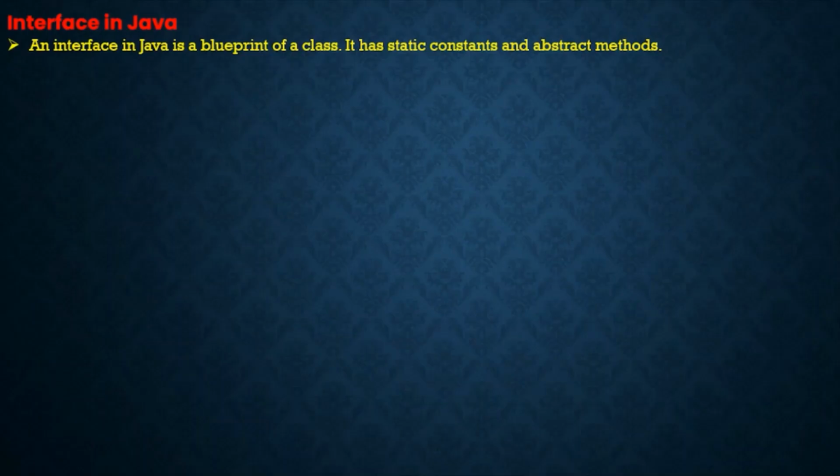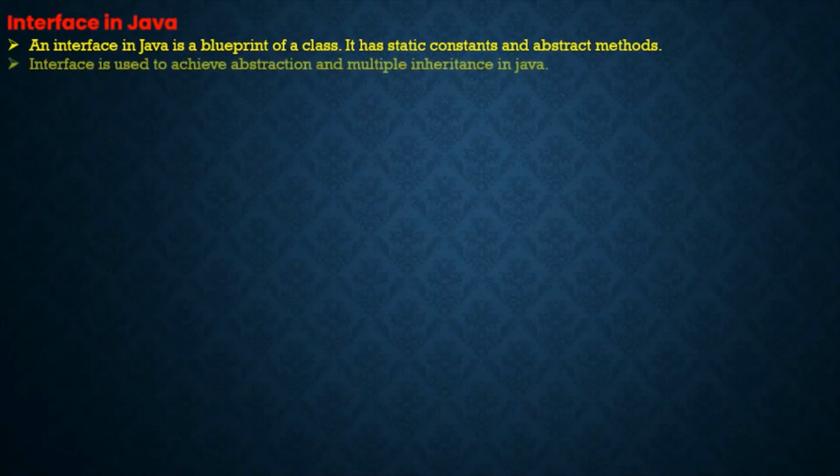Okay, so we have that interface in Java is a blueprint of a class. It has only static, constant and abstract methods. Interface is used to achieve abstraction and multiple inheritance in Java. Okay, now why do we use interface? Interface is used to achieve abstraction. I have already told, through abstract class we can achieve abstraction, and through interface also we can achieve abstraction.